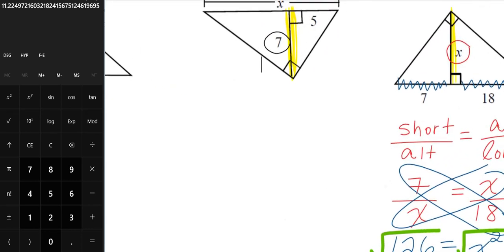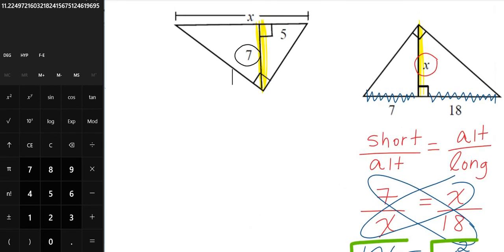Zooming in. Again, remember, it's short over alt equals alt over long. Now, my short piece is 5. It looks like it's a shorter piece. 5 over my altitude, which is the 7, equals 7. It's the same number. It always repeats. Over the longer piece. Now, the longer piece is right here. That's the longer piece of the hypotenuse. That x is not actually that longer piece. That x is the whole hypotenuse. So to get that longer piece, I have to set up an expression. I'm going to take x and I'm going to subtract 5.